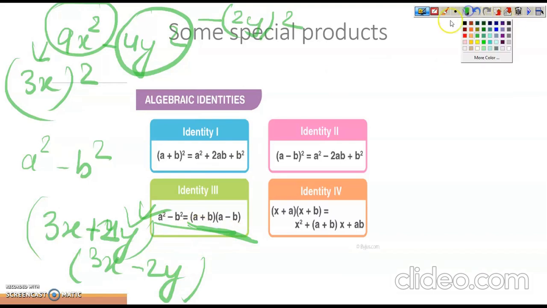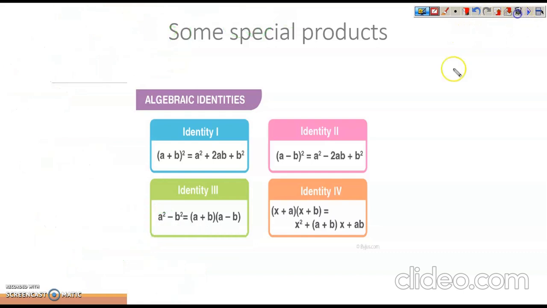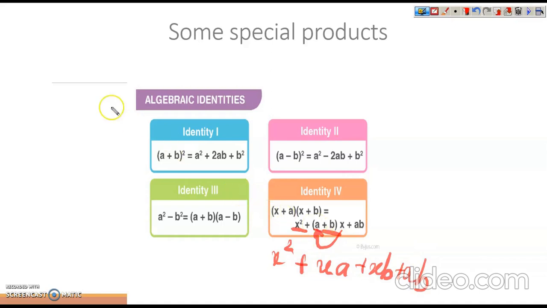Now, let's look at the fourth identity. It's (x plus a)(x plus b), which will give x squared when we expand, so we will get xa plus xb plus ab. Let's solve an example. Let's take x as 2, a as 3x and b as y. Okay, now let's solve it.